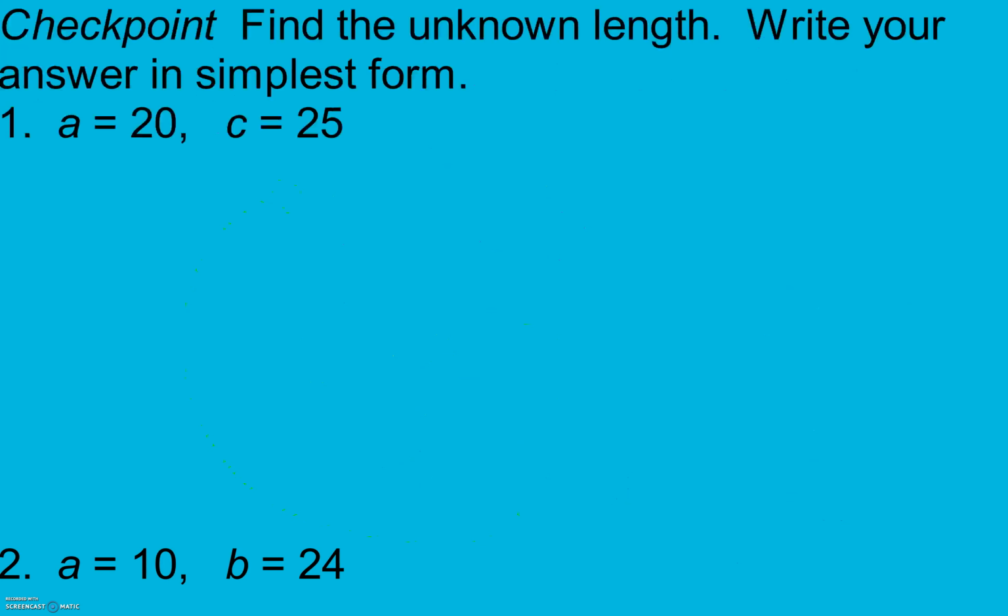We're going to find the unknown length and write the answer in simplest form. So here, a squared plus b squared equals c squared. That's the Pythagorean theorem, and we use it for side lengths of right triangles. A is 20, so 20 squared plus, I don't have a b, so I leave it as b squared, equals c squared, and c is 25, so 25 squared.